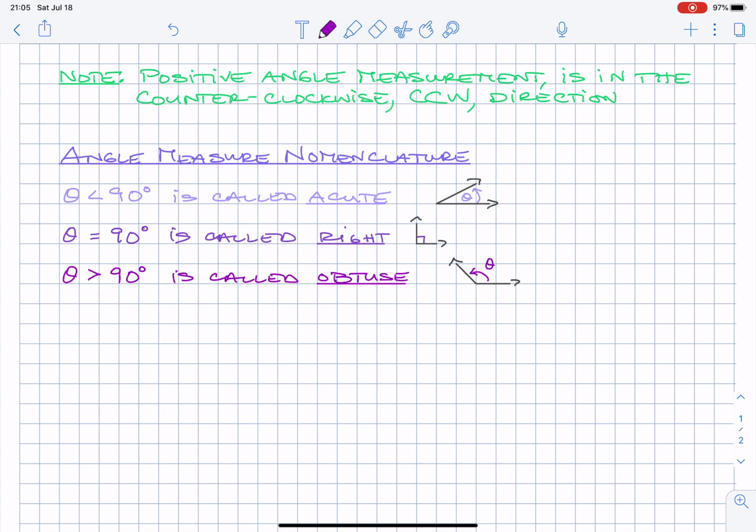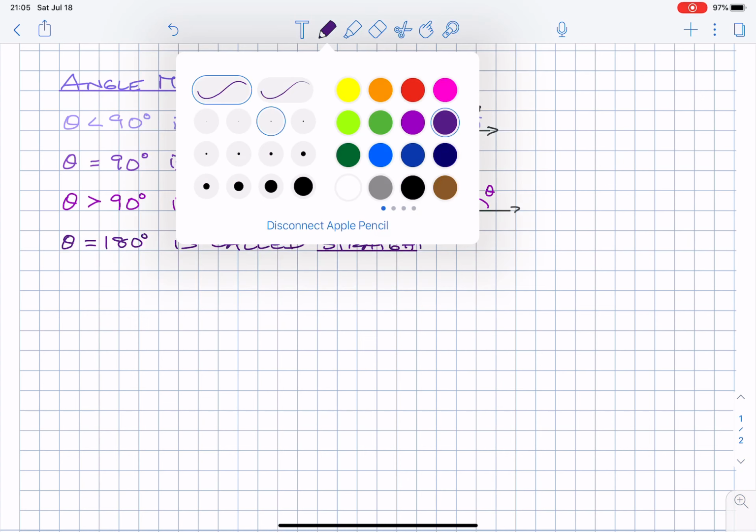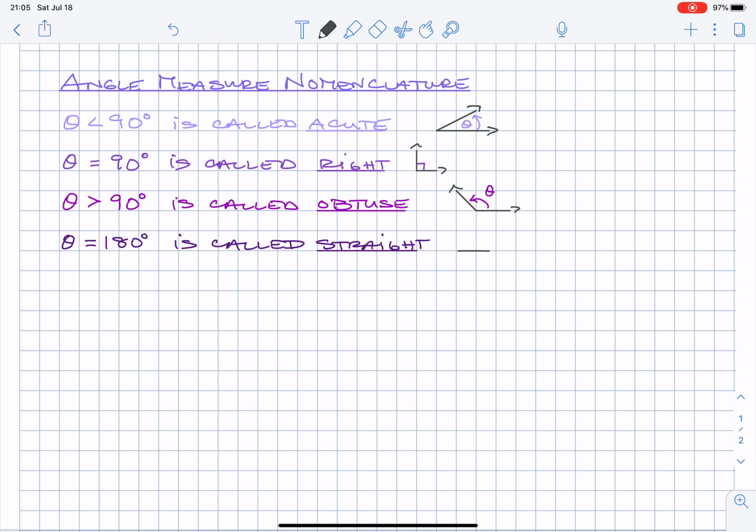But what about, let's go a bit farther. Let's say that theta is 180 degrees. Well, this is called straight. Let me draw that a bit better. It's called straight. So what's happening now is the angle of a straight line is 180 degrees.